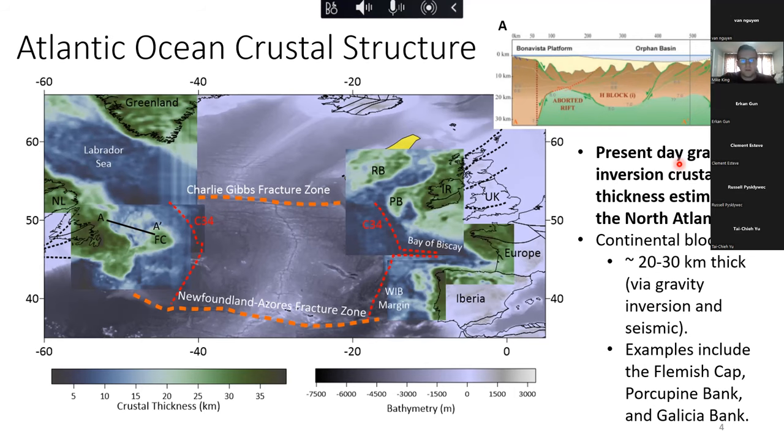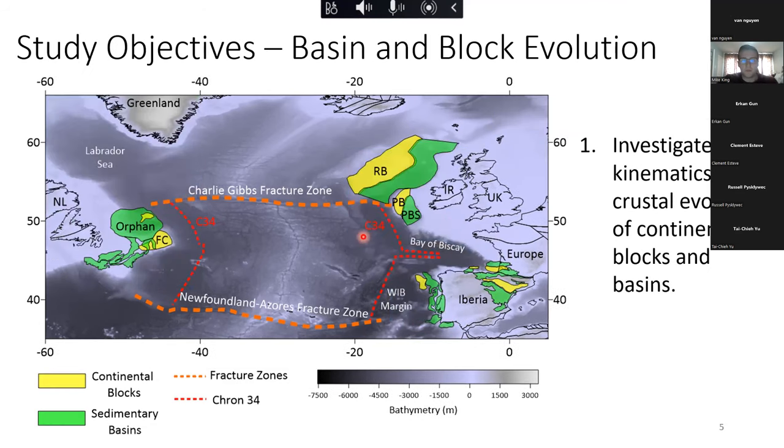Of course, these continental blocks are also bordered by sedimentary basins. Today I'm going to be talking about the Orphan Basin here on the Newfoundland margin quite a bit. It's located north of the oil-producing Jeanne d'Arc Basin, shown right here.